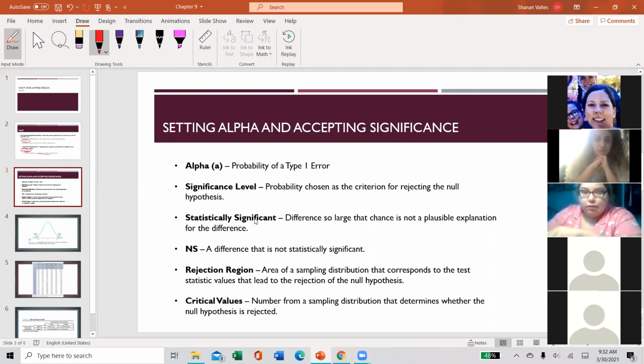If we get a number that allows us to do that, we're going to say that we have found statistical significance, or we have a statistically significant difference between our groups or between our means. Okay, so the difference is so large that chance is not plausible, that this didn't just happen because of the aligning of the stars.